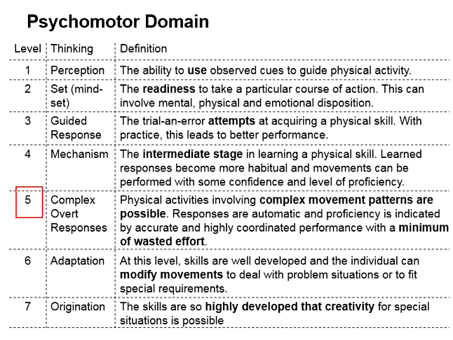Next we look at level 5, which is the complex overt response. This is when physical activities involving complex movement patterns are possible. The responses are automatic and proficiency is achieved. Now how do we determine the proficiency? We will look into the speed, coordination, precision, and so on. There is a definition in terms of the proficiency here. The students will need to demonstrate accurate and highly coordinated performance with a minimum of wasted effort.